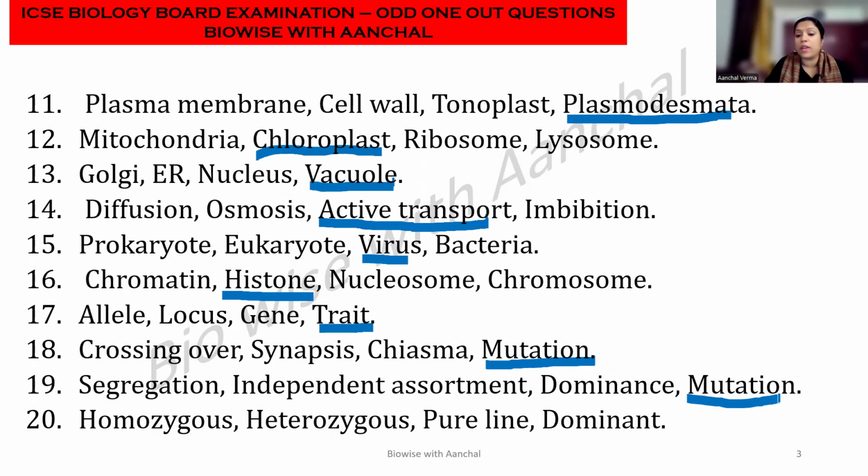Homozygous, heterozygous, pure line, and dominant. Now here you can say homozygous again, it's a condition of alleles. Heterozygous is also a condition of alleles. Dominant is also a condition of alleles. Pure line means it's talking about the entire species or entire group of organisms which have all homozygous genes, right? That is all dominant genes or all recessive genes are purebred. So it is talking about the organism, but the rest are all the condition of genes, alleles.